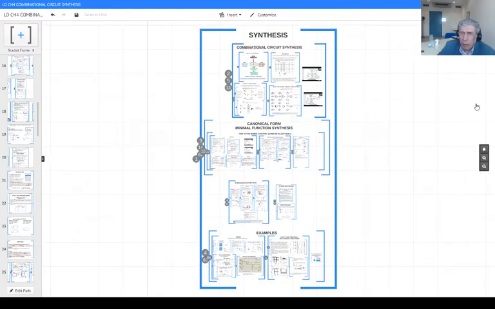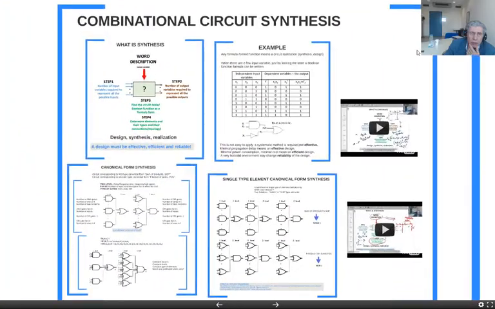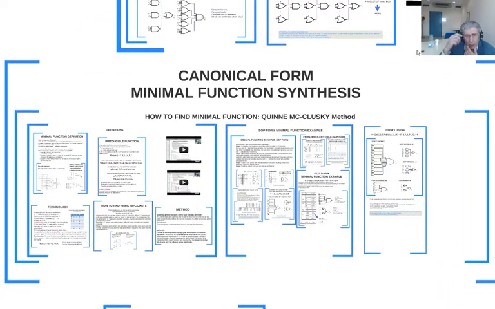Okay, sorry about that. Yeah, we've been doing the synthesis of combination circuits. In general we have seen what the synthesis is, and then in the second step we said, in order to reduce the cost of a synthesis, we've got to use a method. For this method, we've got to define a minimal function. So we define that minimal function in this frame.